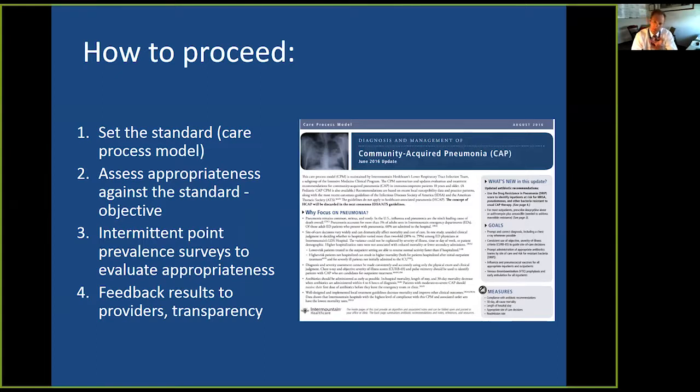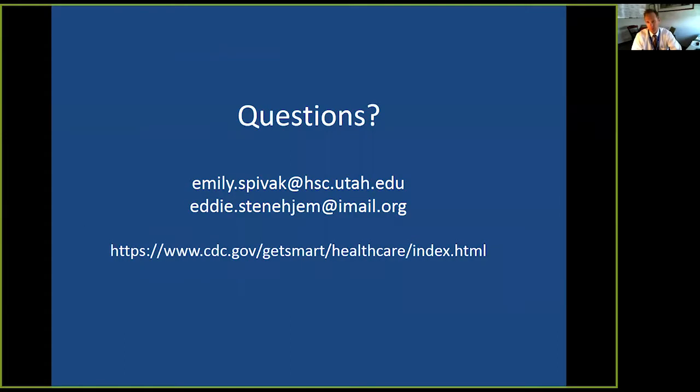And so when you talk about measurement and stewardship, this is measurement for action. If you're measuring appropriateness and you can show providers this is where you can improve, that's where you have this collaborative relationship with your team. I'm going to end there.